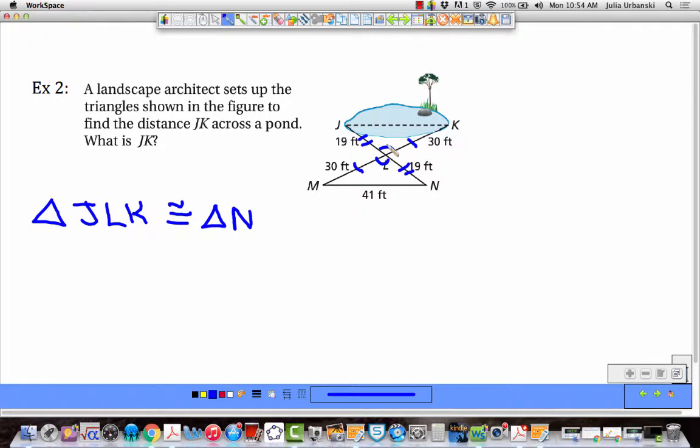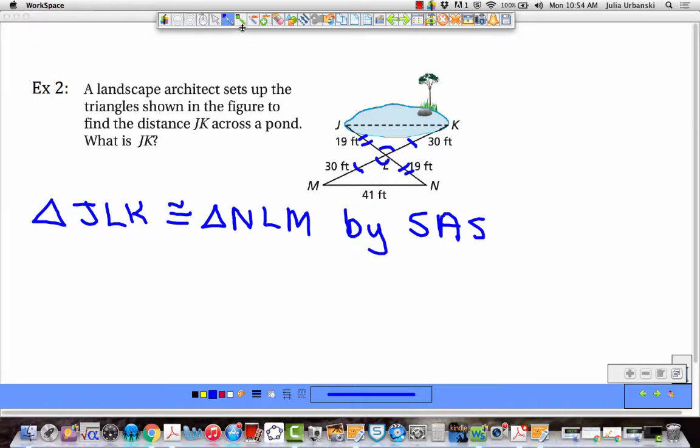The L has a mark, so it goes with the other one, the L that has a mark right there. And K is next to the side that only has 1 dash. Which one does that line up with on the other side? M. And that's by side, angle, side. So before you can use corresponding parts from these triangles, you have to know that the triangles are congruent.